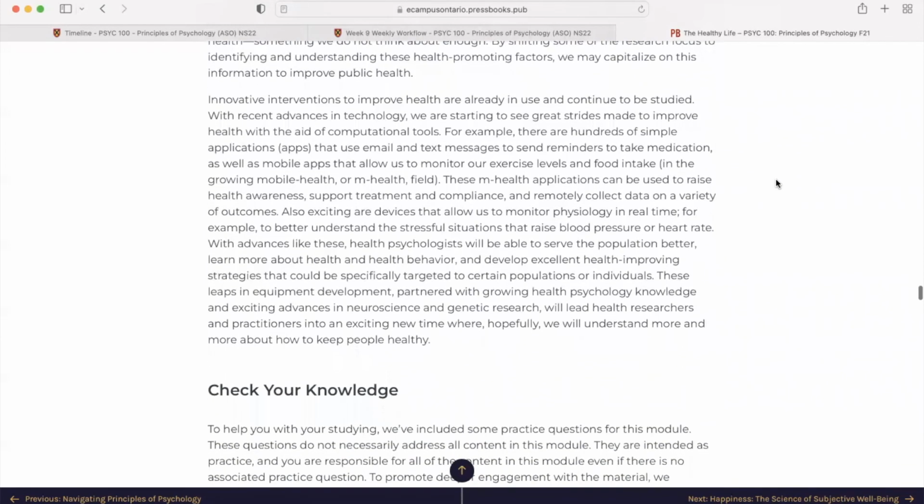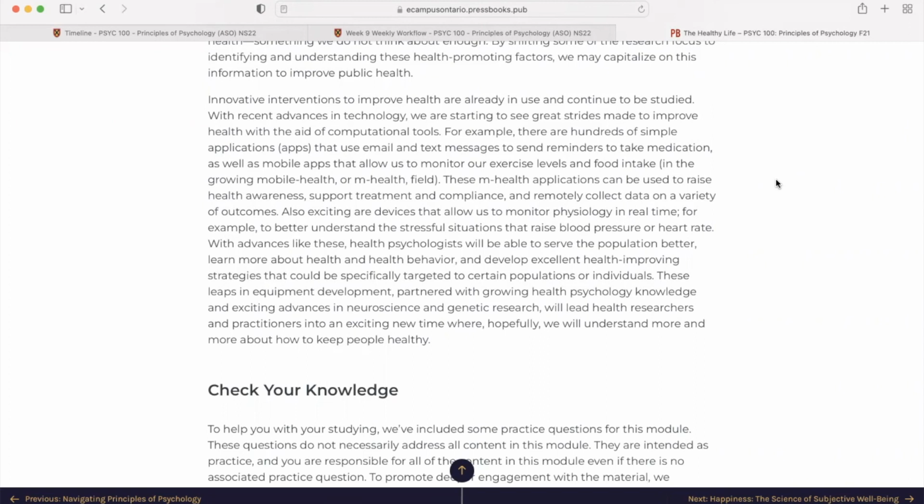Innovative interventions to improve health are already in use and continue to be studied. With recent advances in technology, we are starting to see great strides made to improve health with the aid of computational tools. For example, there are hundreds of simple applications that use email and text messages to send reminders to take medication, as well as mobile apps that allow us to monitor our exercise level and food intake.